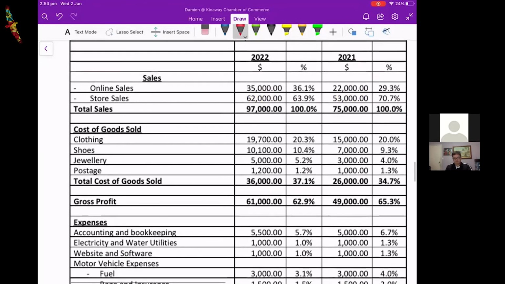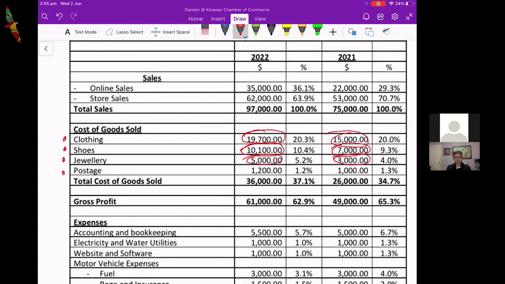So let's continue. We've got now cost of goods sold. Again, clothing, shoes, jewelry, and postage. So let's have a look at the dollar value for each of these. What's happened? For clothing, it's increased from $15,000 in 2021 to $19,700 in 2022. So the costs have increased for clothing for the cost of goods sold. Shoes have gone from $7,000 to $10,100. Jewelry has gone from $3,000 to $5,000 in costs.